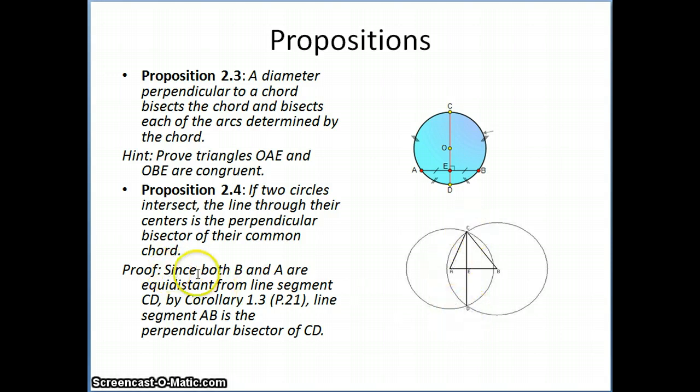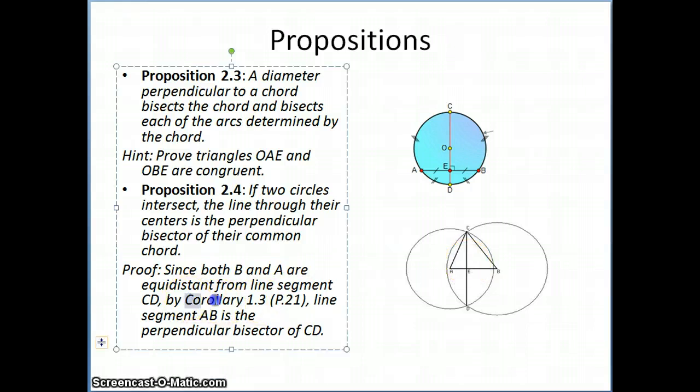So since both A and B are equidistant from the endpoints of line segment CD, by corollary 1.3, line segment AB is the perpendicular bisector of CD. So this has been proved before, so we can just use corollary 1.3 directly here.